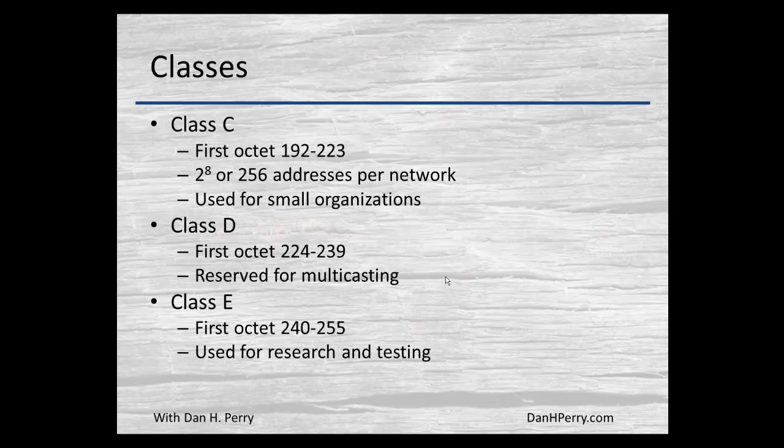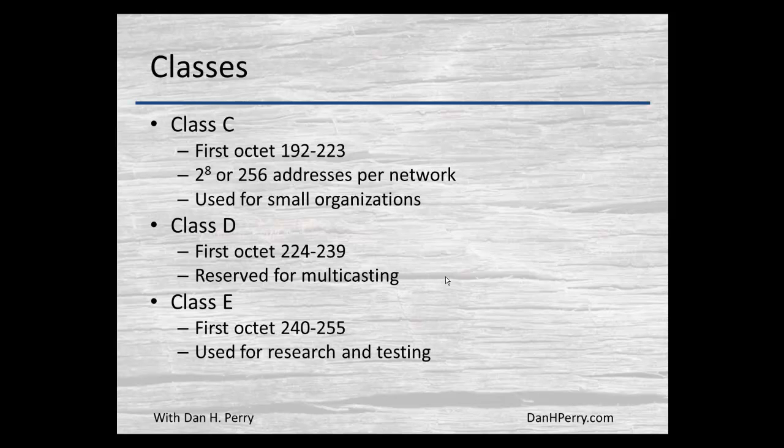blocks of these. The school I teach at has 8 blocks of the Class C addresses, giving us 2,048 possible addresses. We currently have probably in the neighborhood of about 1,700 computers, printers, and other devices on our network total.